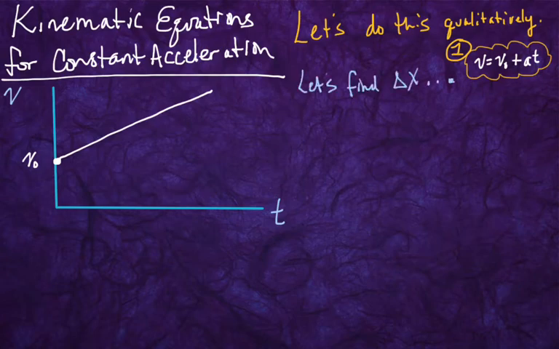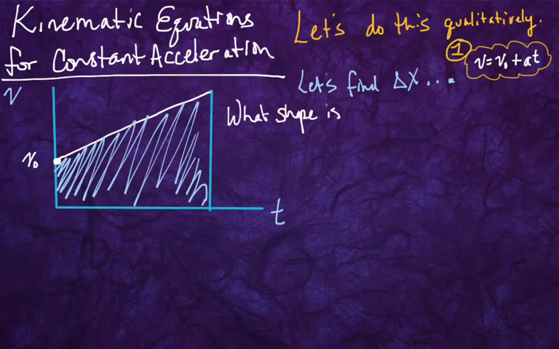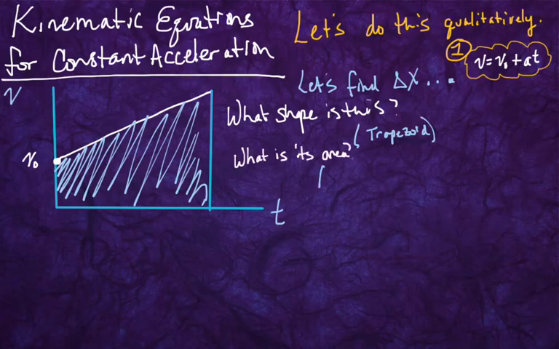So, let's find delta x. Oh, look, what do we have here? We have a shape where this side is parallel to this side, and this is not parallel to this. This is called a trapezoid. So we're going to want to find this whole area. This is a trapezoid, and what is its area?